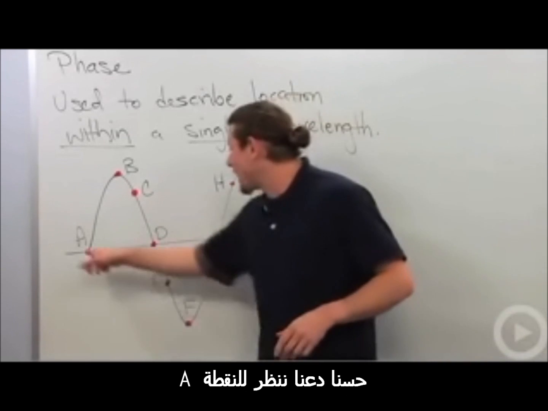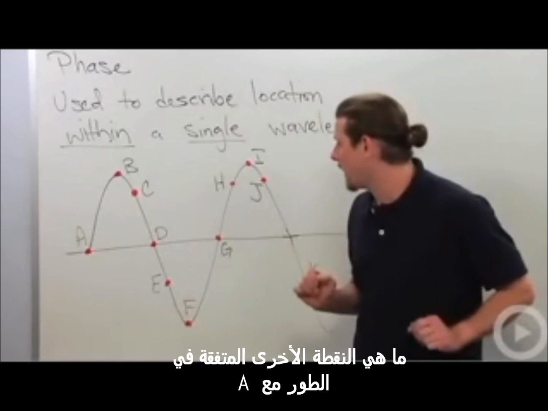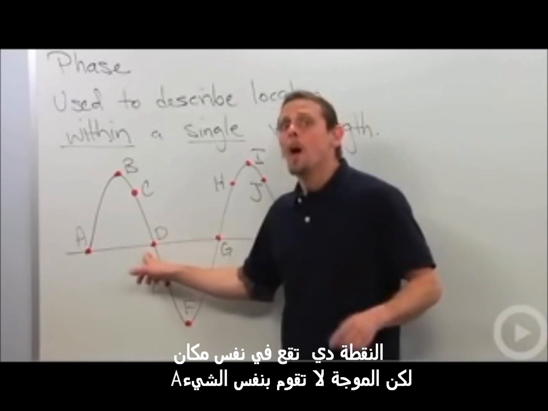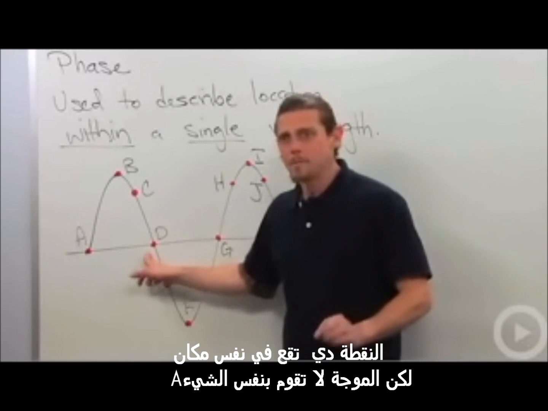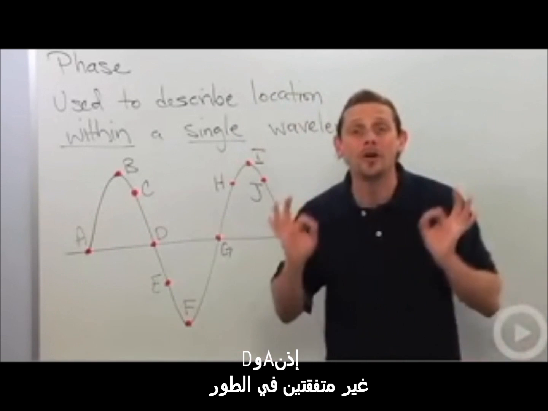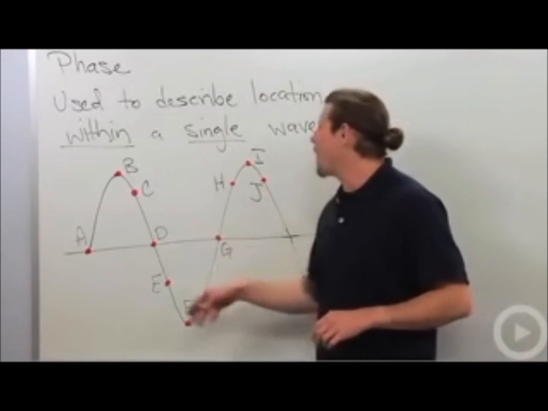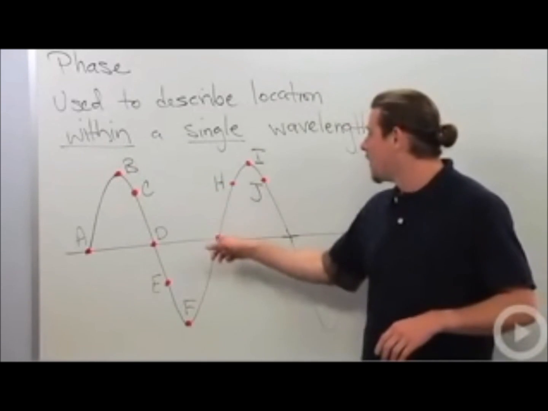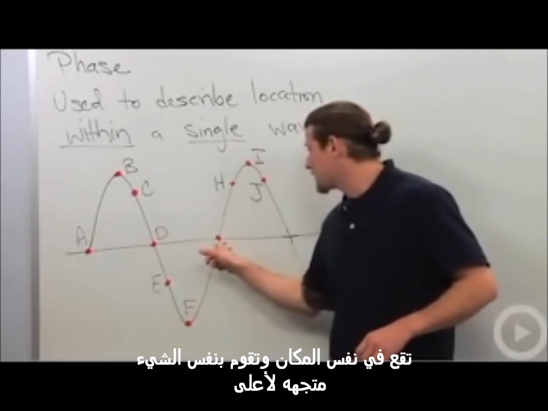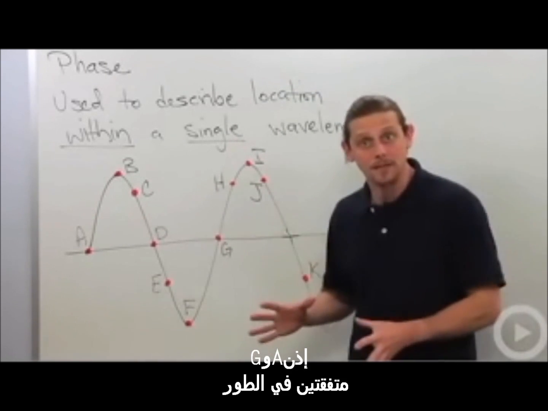So let's look at this. All right, so we got point A. What other points are in phase with point A? Well, point D is at the same place, but the wave's not doing the same thing. Here the wave's going up, here the wave's going down. So A and D are not in phase. They have different phase. All right. What about, well, it's obvious that B, C, E, and F. What about G? Well, at G, we've got same place, doing same thing. So A and G will be in phase.